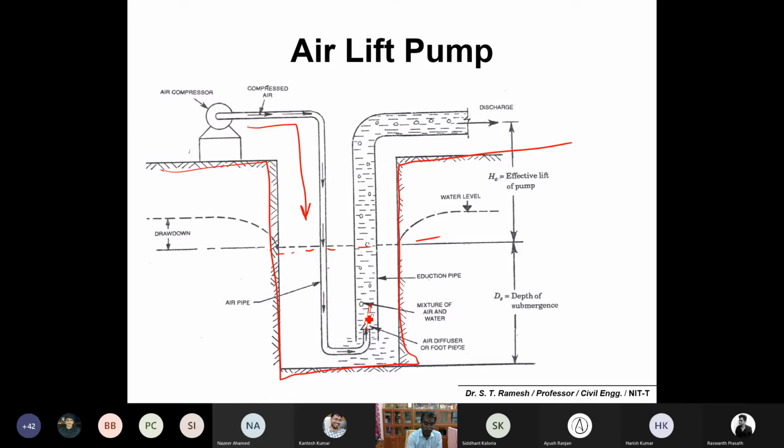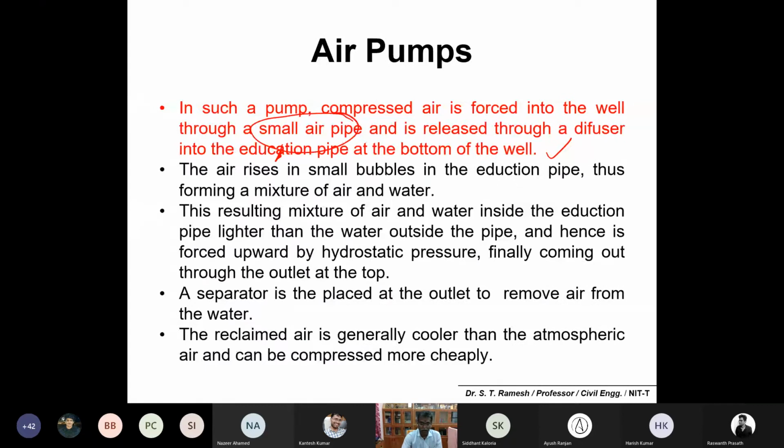Because of the compressed air, what will happen? There will be a lot of air bubble generation, which will pump the water out of the system. The air bubbles rise in the ejection pipe, thus forming a mixture of air and water. So please make a note of this principle. You pump the pressurized air into the well, which creates a lot of small bubbles that form an air and water mixture.